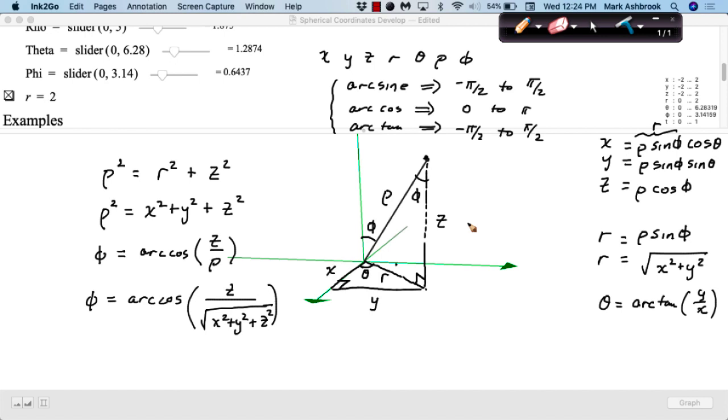Okay, so spherical triple integrals will look like what?